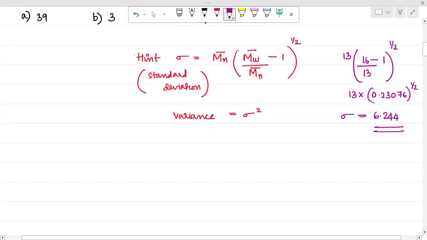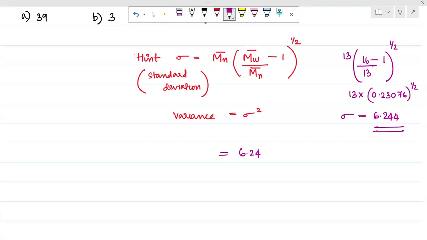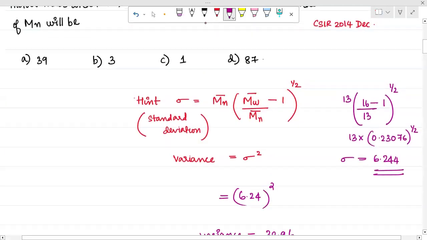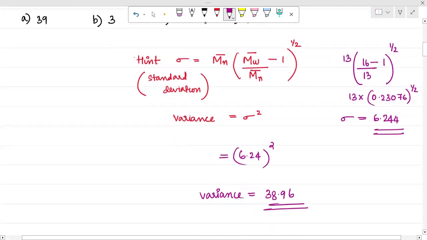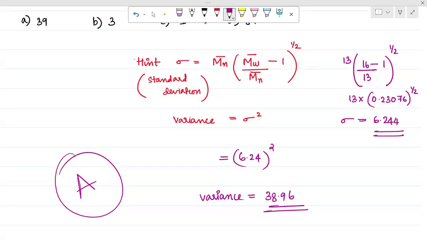And we need to calculate the variance. Variance is the square of standard deviation which we have already found. So if you multiply, I'm getting the variance as equal to 38.96. Let's check the options. So there is option A, the closest one. That would be the correct answer. Question number 2, answer A.